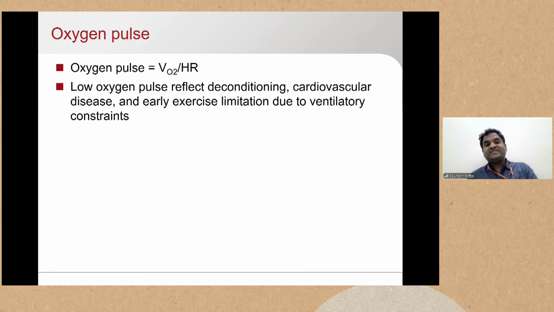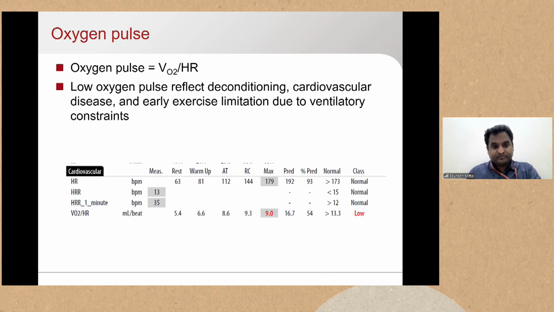Now the next value I am talking about is the oxygen pulse. We talked about VO2, which was oxygen consumption per minute. Once that VO2 is divided by heart rate, it becomes oxygen consumption per heartbeat. This value is given the name oxygen pulse. Oxygen pulse is a parameter calculated during CPET, and a low oxygen pulse generally reflects deconditioning, cardiovascular disease, or sometimes ventilatory restrictions. So oxygen pulse is an important parameter specifically for cardiovascular fitness, and it is given by the machine in the report.